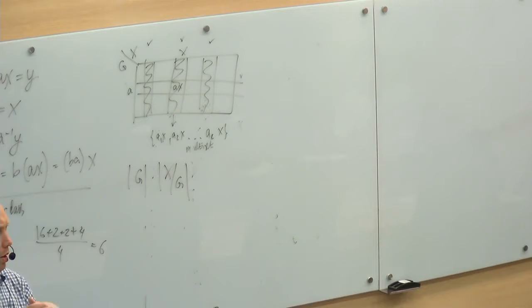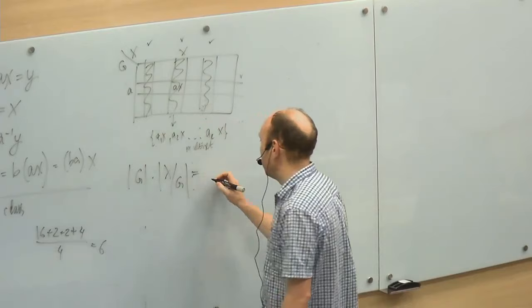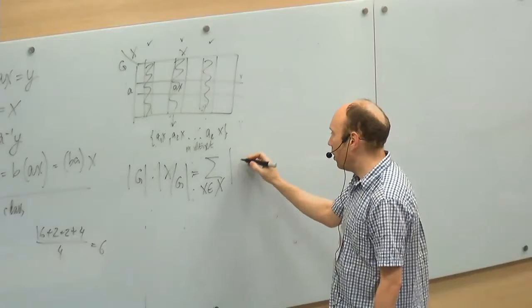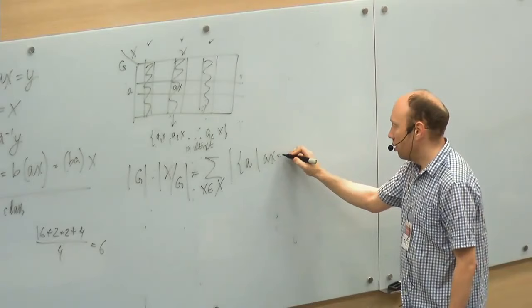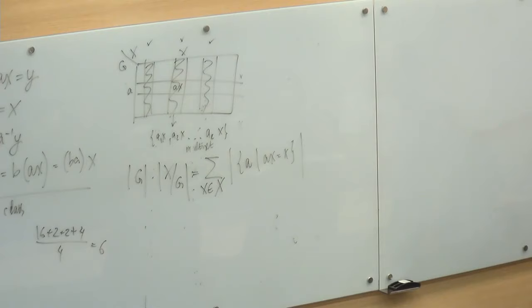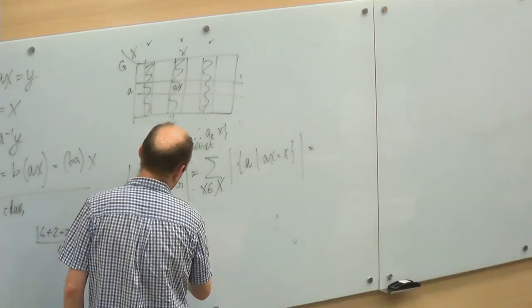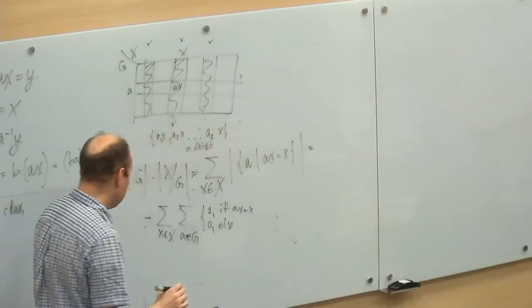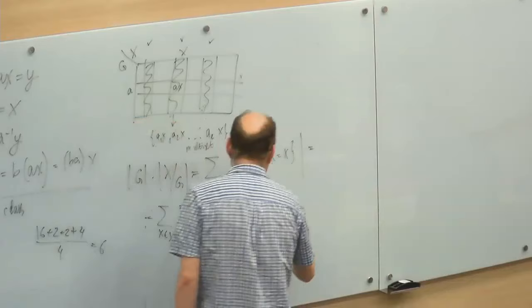So it is the sum over all elements in our set of the number of such actions A that A times X is X. And then we write it as the sum over all elements, the sum over all actions, of one if AX is X, zero in the other case. Swap the sums and get exactly what we need.